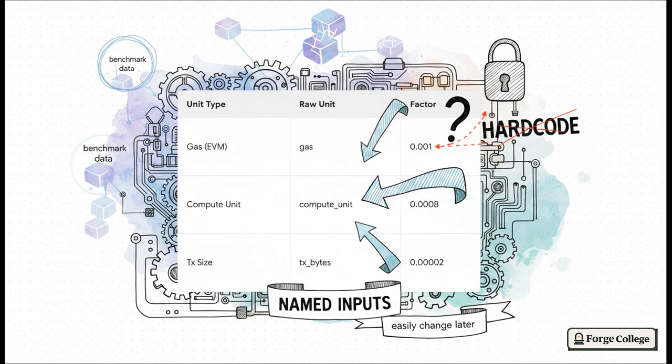Now listen, what's crucial here is that you never want to hard-code external price feeds directly into your formulas. No way. These numeric entries are derived directly from your benchmark data and your agreed-upon protocol pricing surrogates. They absolutely must remain as named inputs so we can easily tweak them later.